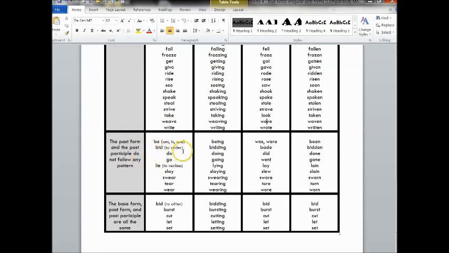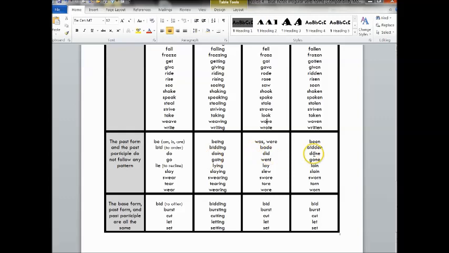Bid, meaning to order someone. Okay, I bid you to make your bed. Bidding, bade, and bidden are the forms. Bade and bidden. This is a verb we don't use often anymore. It was used more throughout history.